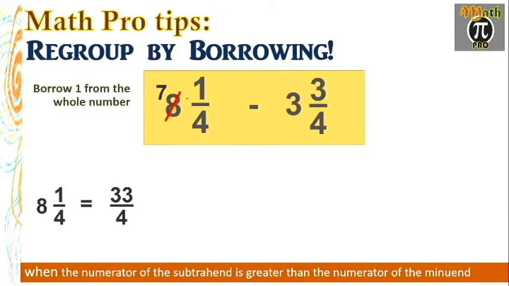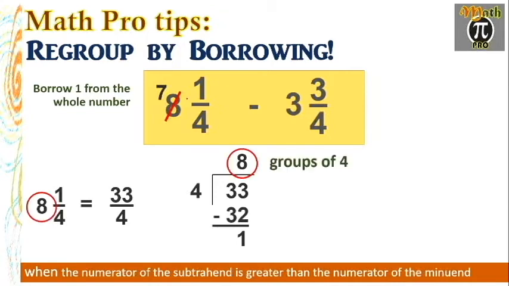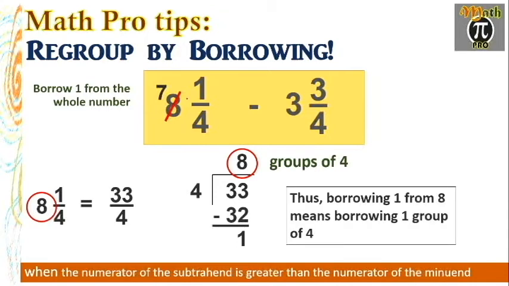But remember that 8 and 1/4 is equal to 33 over 4 in improper fractions. And this improper fraction is changed into a mixed number by dividing. When you divide 33 by 4, the quotient will be 8 and the remainder will be 1. So 8 is the whole number. And 8 means 8 groups of 4. Thus, borrowing 1 from 8 means borrowing 1 group of 4. So what we will add to the numerator 1 is 4.